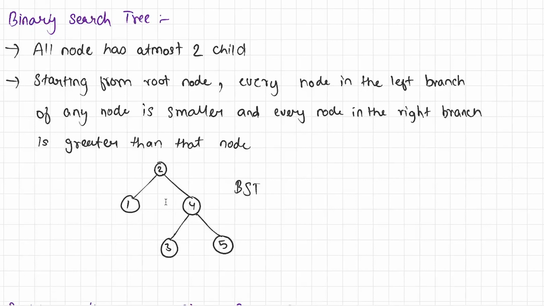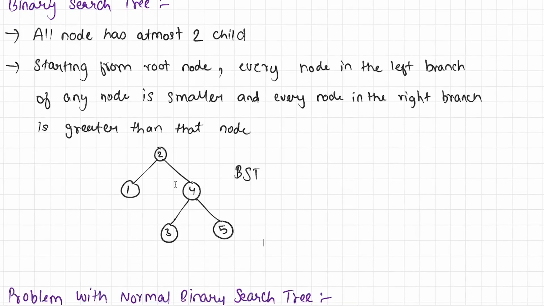So if you look at this binary search tree, on the left branch of 2 we have only 1 that is smaller than 2, and on the right branch of 2 you will see that there are 3, 4 and 5, and all of these elements are greater than 2. So that is why this tree is called a binary search tree.